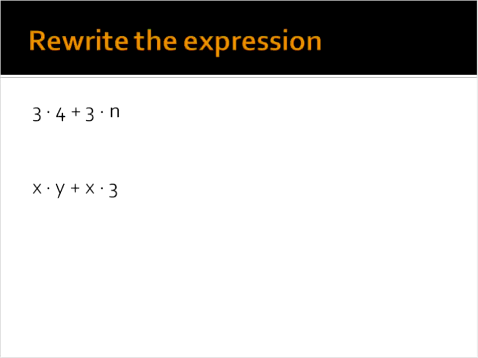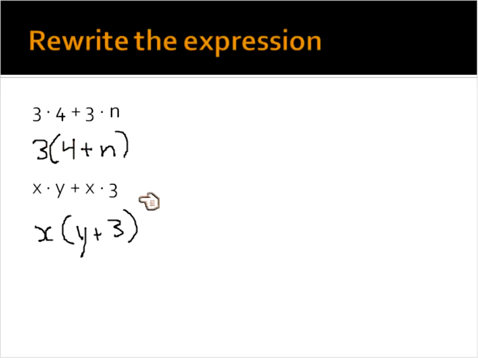Alright. Here's another example of kind of taking things and reversing it. We have 3 times 4 plus 3 times n. So we could take 3 on the outside and have 4 plus n on the inside. See? In this case, x on the outside and y plus 3 on the inside. Alright, we're saying x times y, x times 3, or 3 times 4, plus 3 times n. Alright, so that's just using the distributive property forwards and backwards, so you know it forwards and backwards.